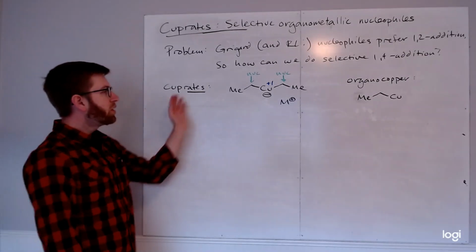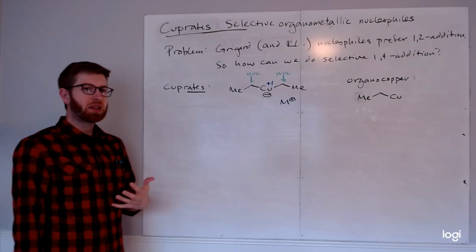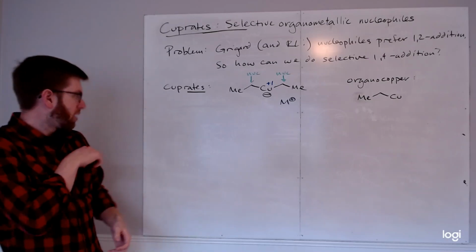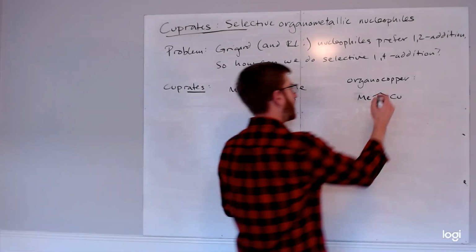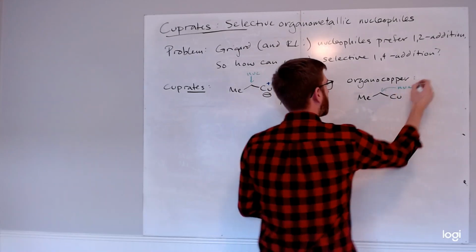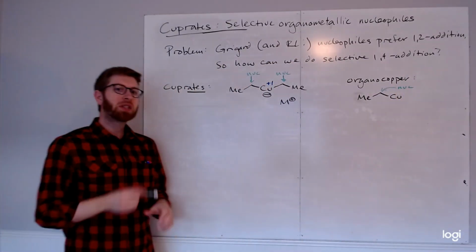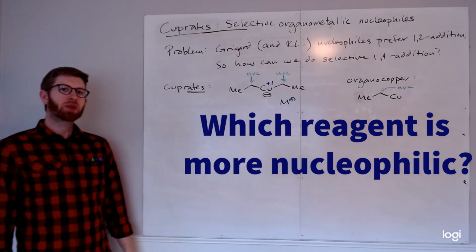So we've got two different kinds of species. Just to make sure you remember how to assess reactivity in these cases, I want you to compare the nucleophilicity of this carbon to the nucleophilicity of the carbon attached to the copper in the organocopper case. So which of these two organometallic reagents is more nucleophilic? So I got a chance to think this over.